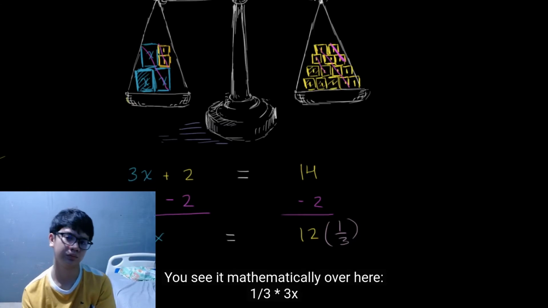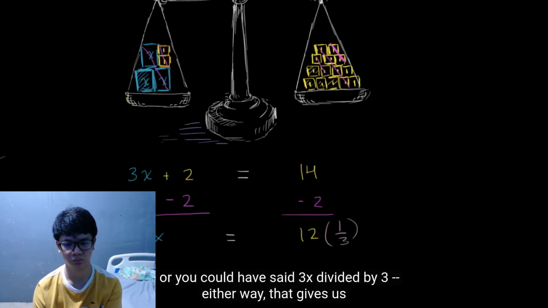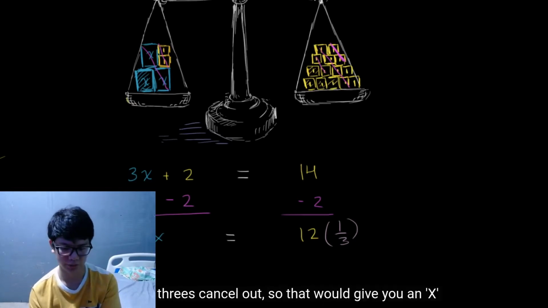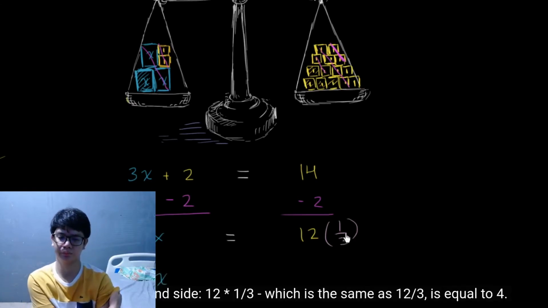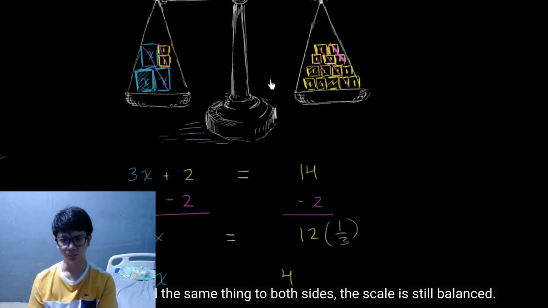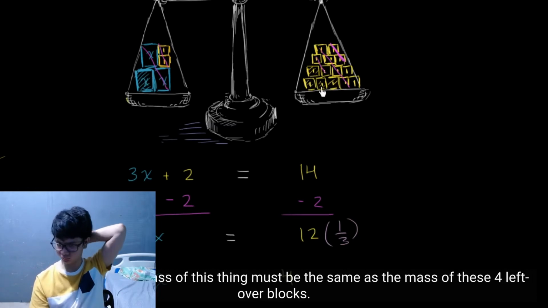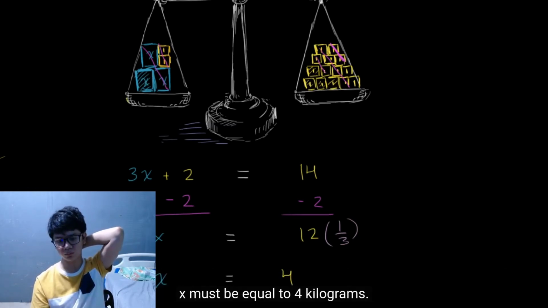And you see it mathematically right over here, 1/3 times 3x, or you could have said 3x divided by 3. Either way, you could say that these 3's cancel out. That'll give you just an x. And then on the right-hand side, 12 times 1/3, which is the same thing as 12 divided by 3, is equal to 4. And since we did the same thing to both sides, the scale is still balanced. And so you see that the mass of this thing must be the same as the mass of these 4 leftover blocks. X must be equal to 4 kilograms.